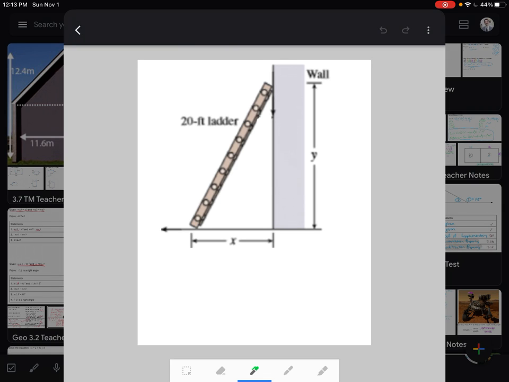Hi everybody and welcome. Today we're going to be talking about the Pythagorean Theorem. So today, after watching this video, our goal is to be able to identify real-world examples and also calculate missing lengths using the Pythagorean Theorem.